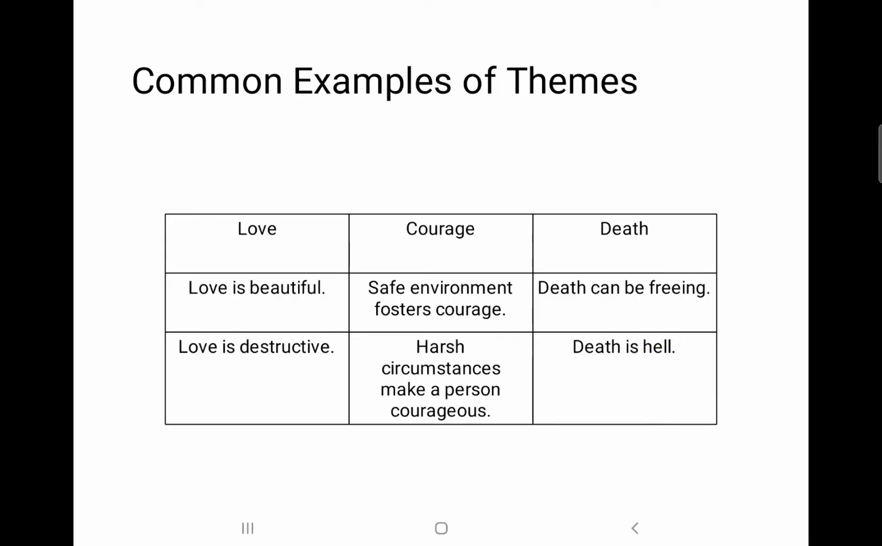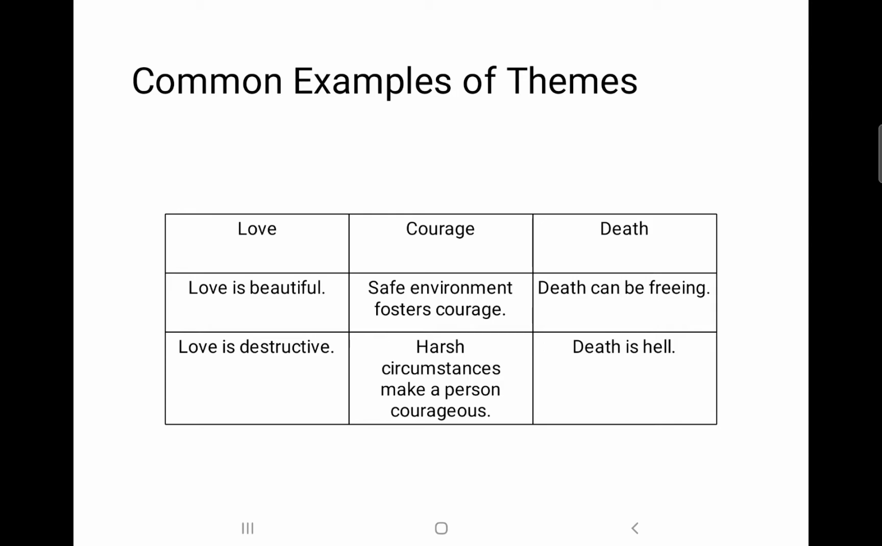So, what are the common examples of themes? Very general examples of themes are abstract ideas or notions like love, courage, or death. However, a work of fiction almost always has a very specific stand about a notion or an idea. So, for example, a short story could describe love as beautiful. Love is beautiful. But another short story could describe love as destructive.